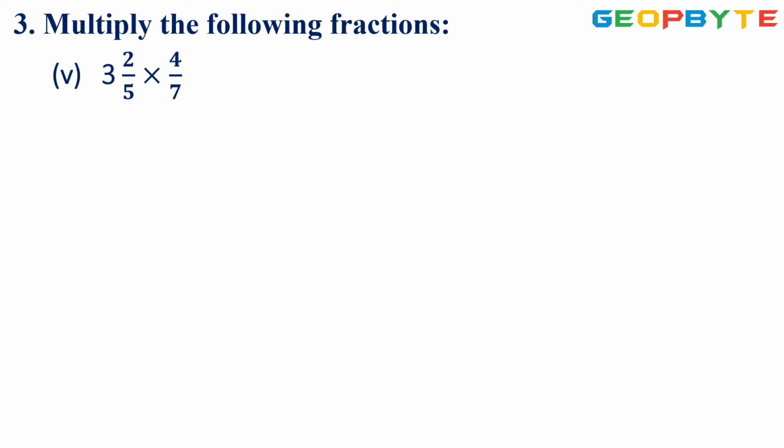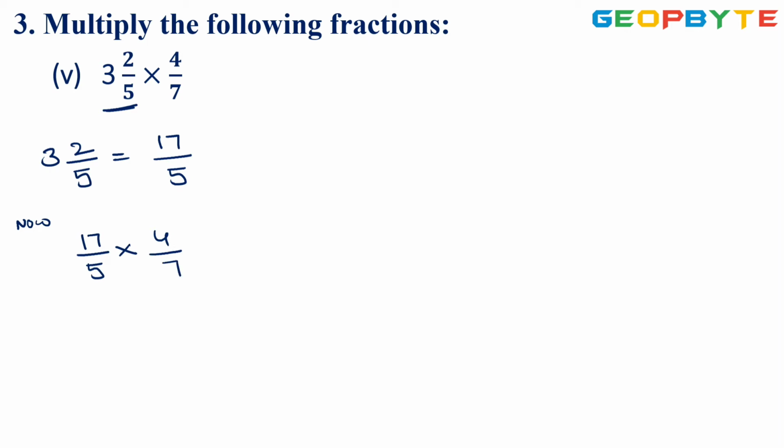Next, fifth question. 3 2/5 into 4/7. The given question consists of a mixed fraction, so we need to convert the mixed fraction into an improper fraction. That is, 3 2/5 is equal to 5 threes are 15 plus 2, 17. 17/5. Now 17/5 into 4/7.